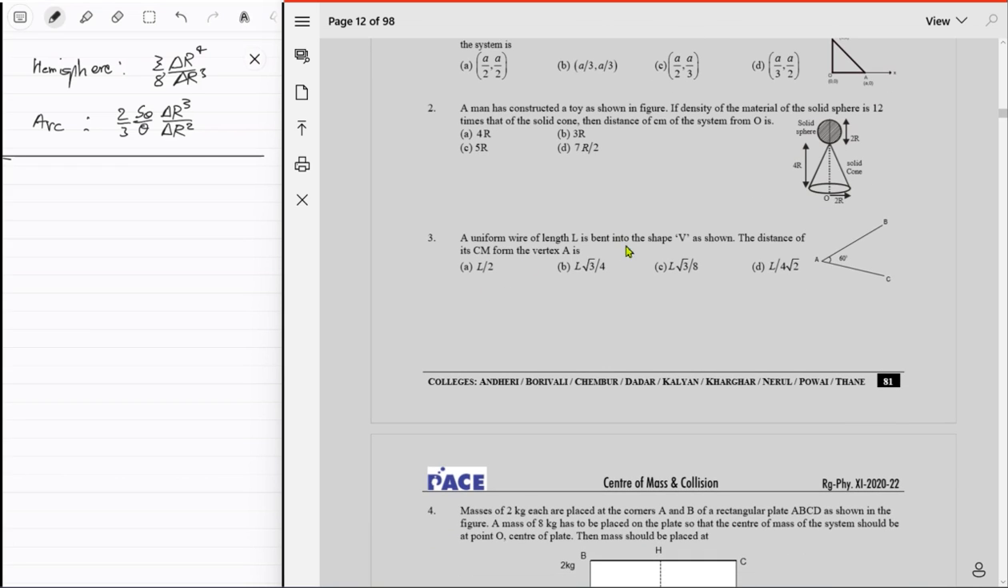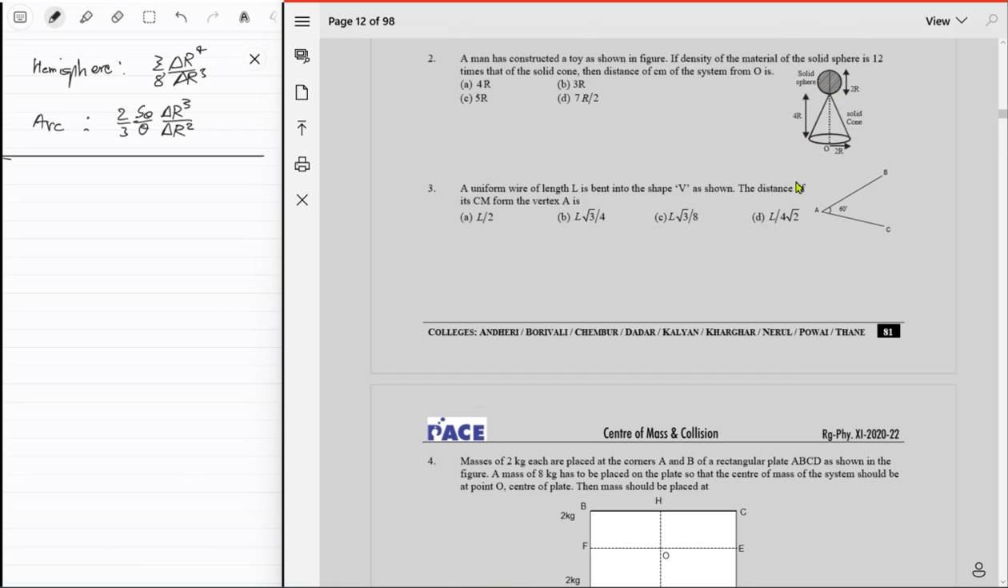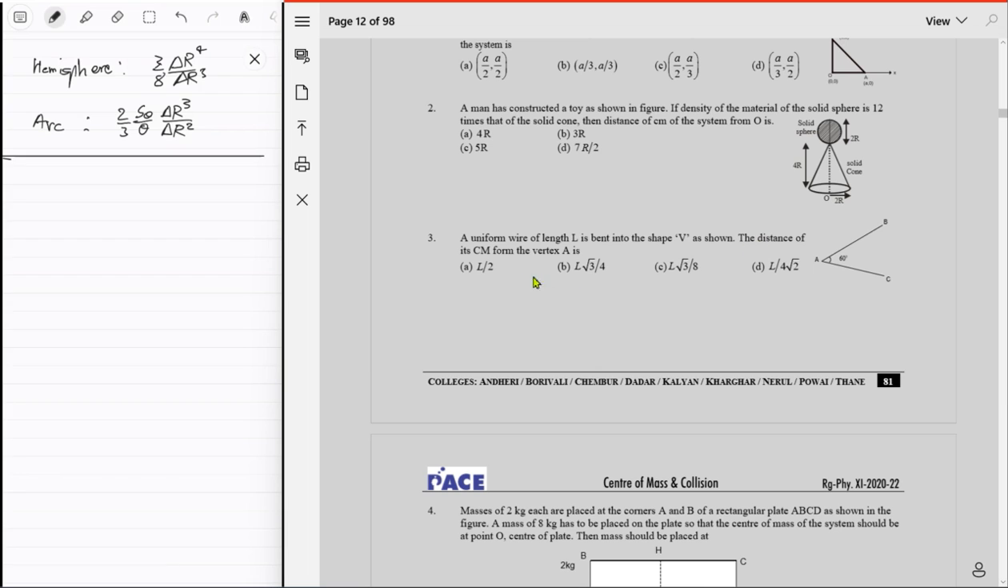Okay, uniform wire of length L bent into V shape. Distance of the center of mass from vertex A is, yeah, what is this? Uniform wire of length L. The complete length is L, and how do we know how much of the length is this and how much is that? Wait, this is actually making sense because we don't know if AB and AC are the same. But we'll just assume they are the same, okay? Yeah, then just like usual rods. So length L, the distance of the center of mass from the vertex A is.